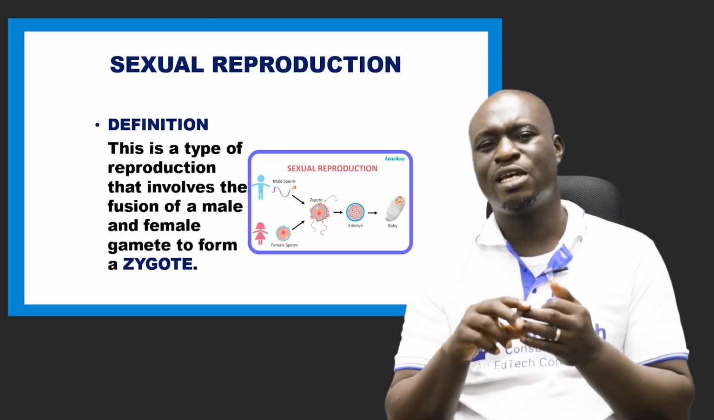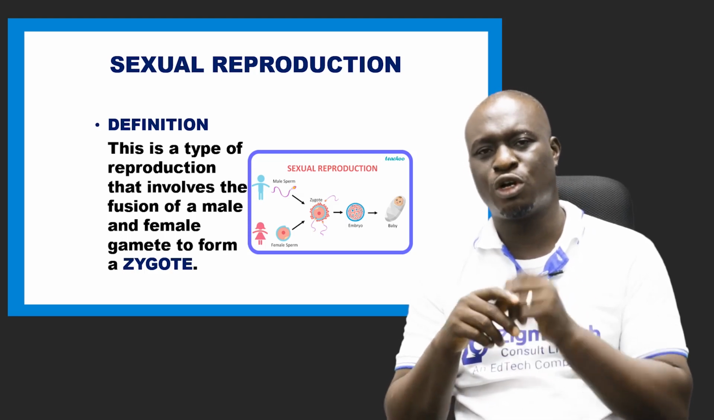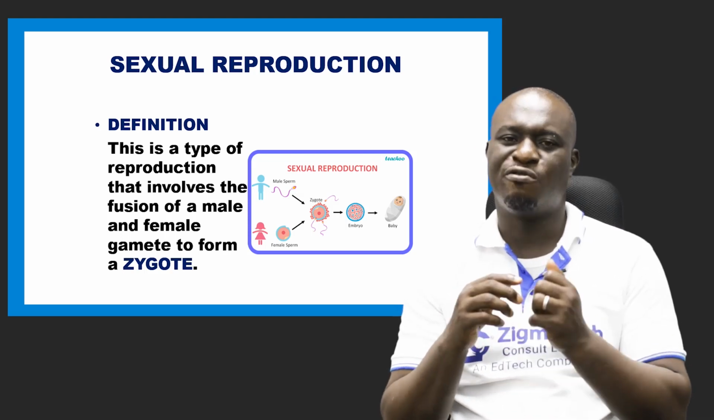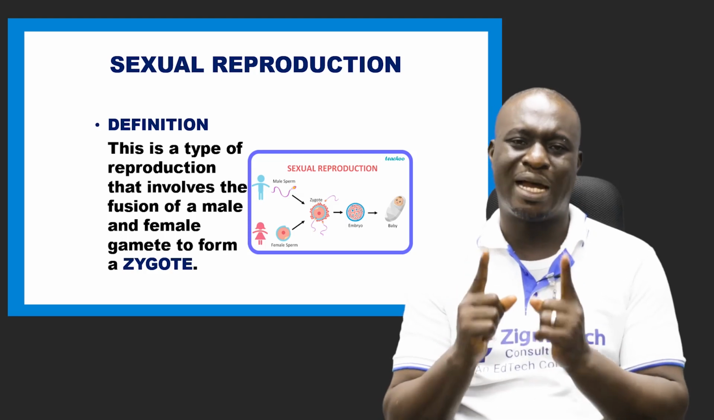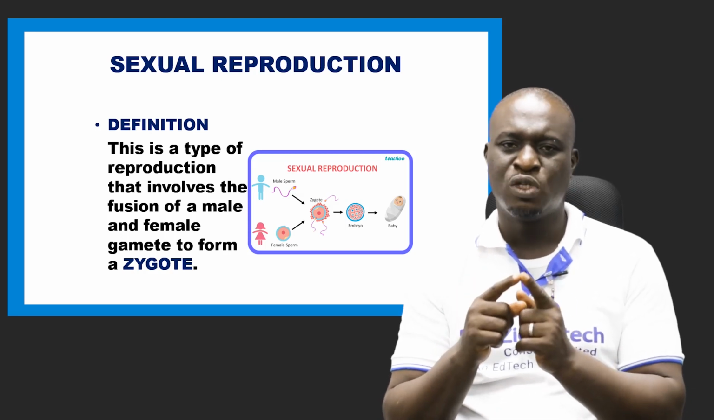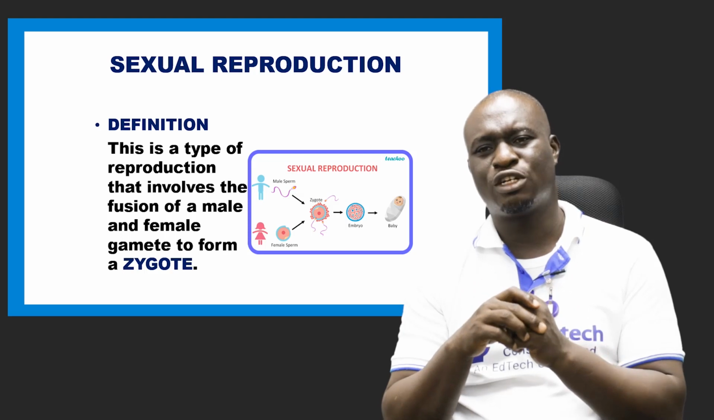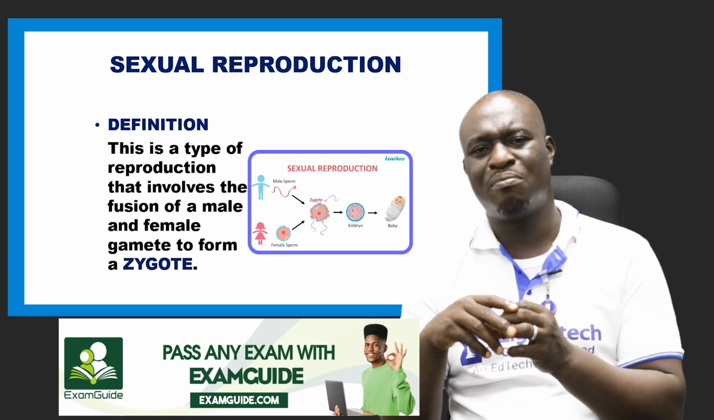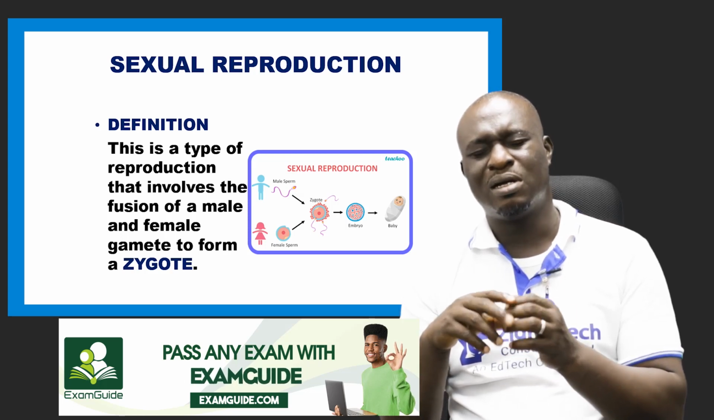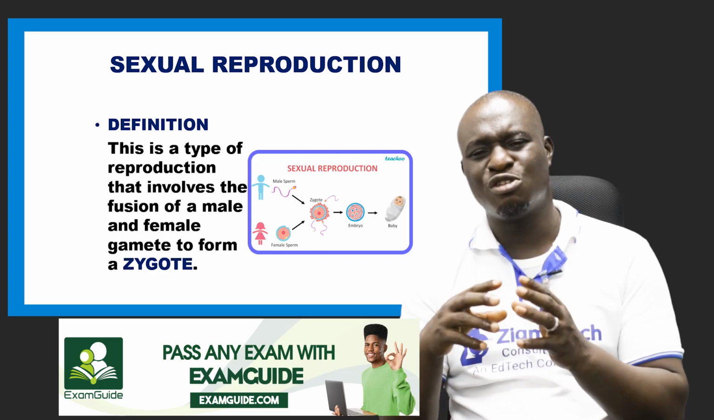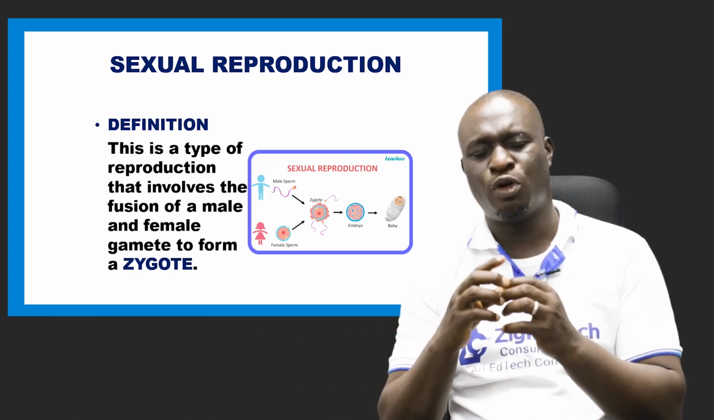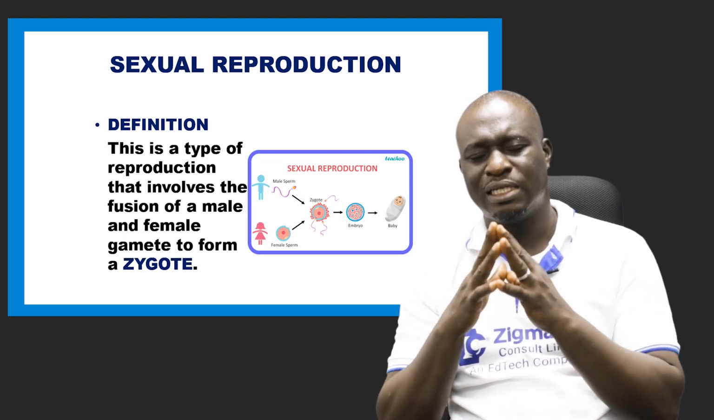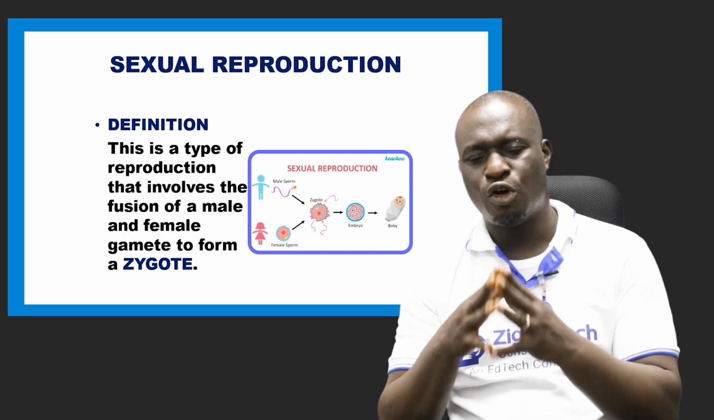Another thing you should take note about sexual reproduction is that it involves the process of meiosis, not mitosis, meiosis, okay? Another important thing to take note of is that sexual reproduction brings about a diploid organism. The organisms are usually haploid, not diploid, haploid. They produce haploid gametes which fuse together to form a diploid zygote or a diploid organism.